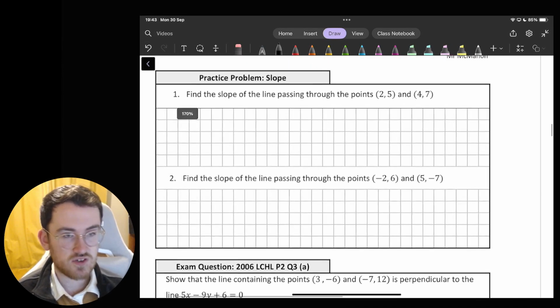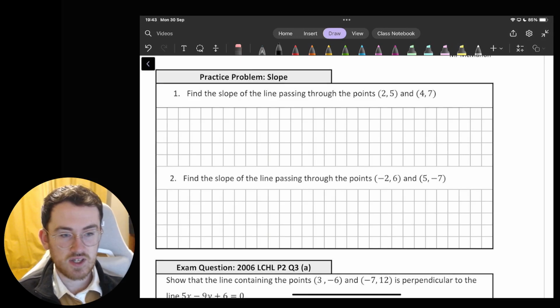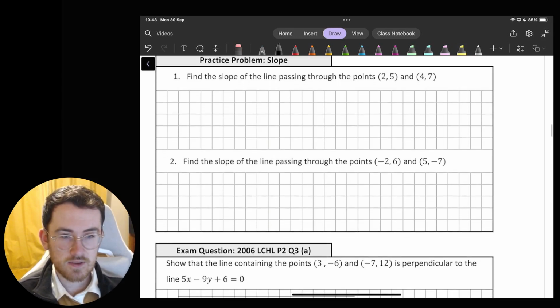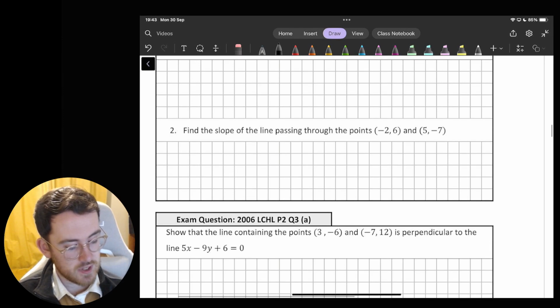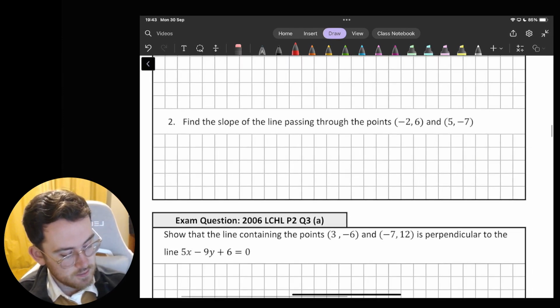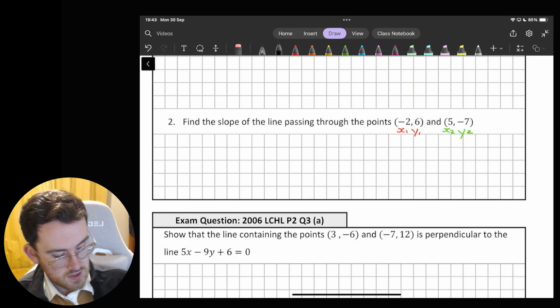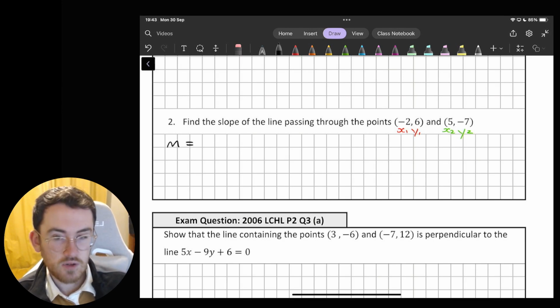Really, some of these first few ones here are really just practice of using that formula. So we might try maybe the last question here and maybe one of the first exam questions. So let's look at this second example here. I'm going to label my points x1, y1, x2, y2. I'm just working out the slope here. The letter I use for slope is M.